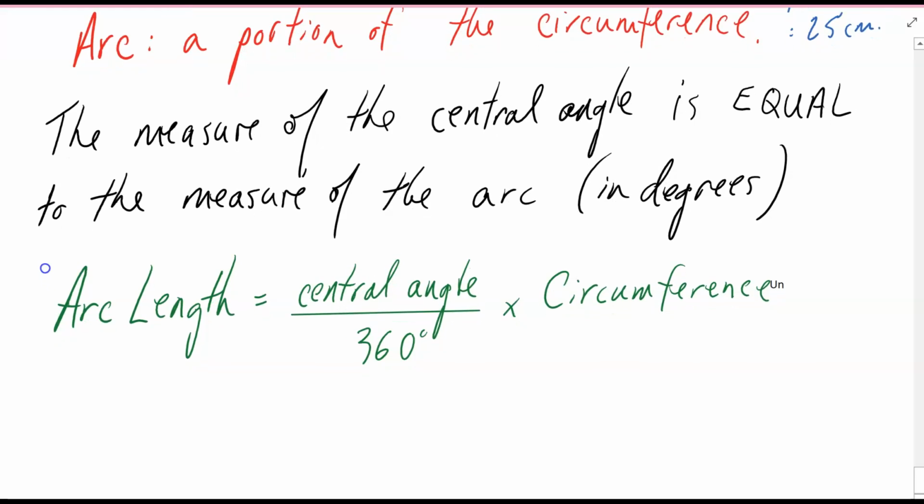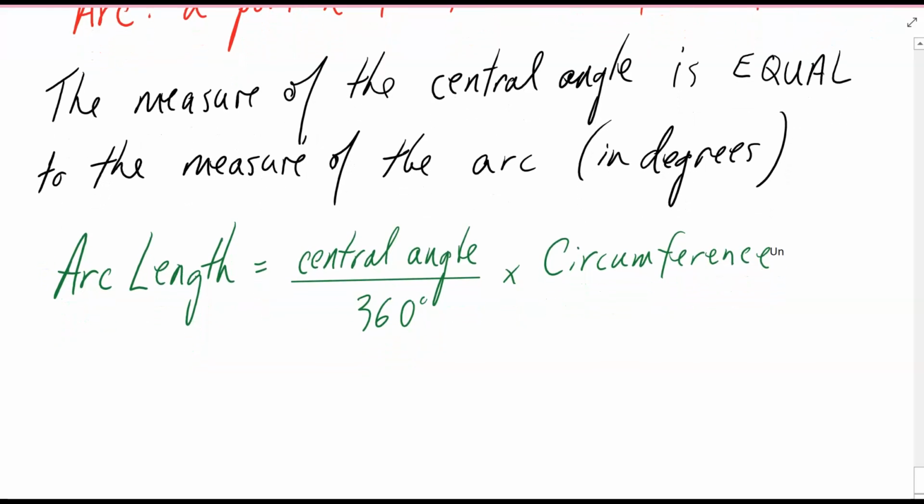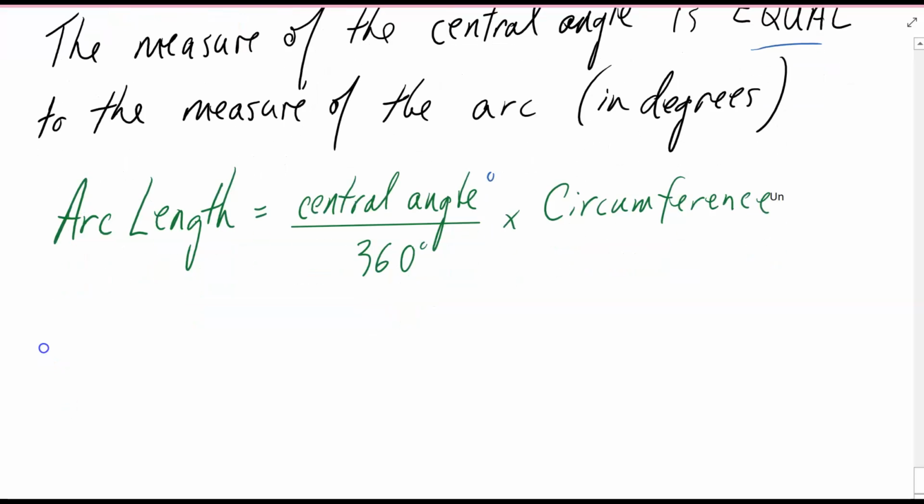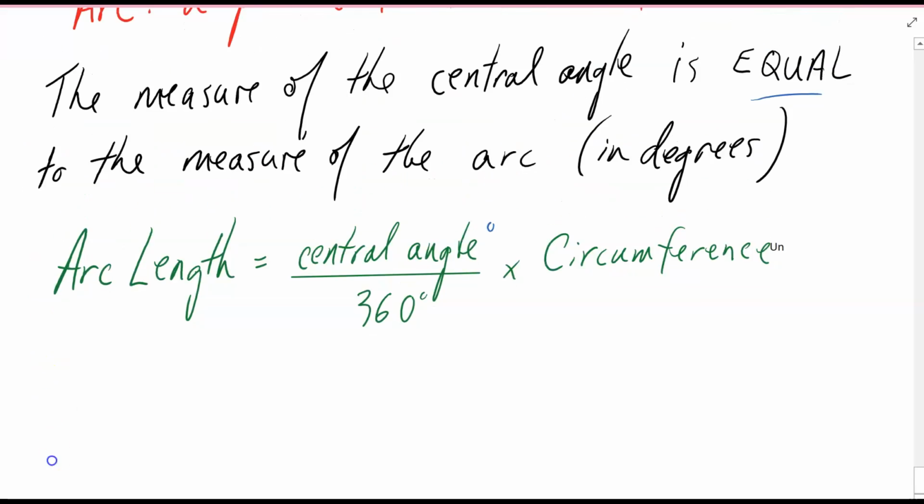Okay, so there's a formula. The measure of the central angle is equal to the measure of the arc in degrees. And therefore the arc length is equal to the central angle in degrees divided by 360, giving you a fraction of the circumference, or a fraction times the circumference.